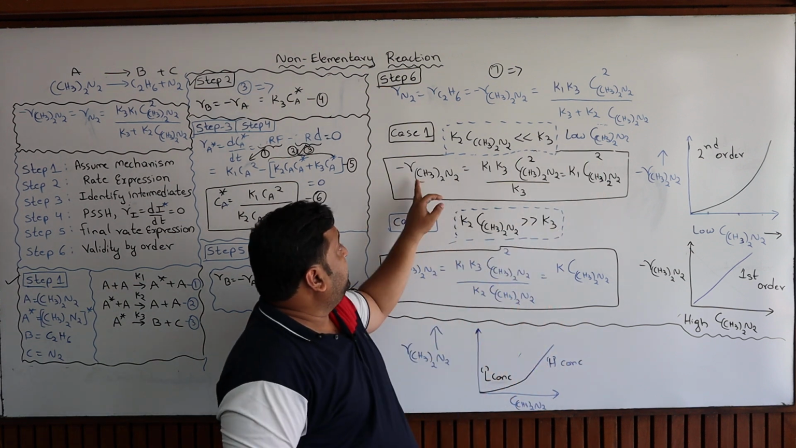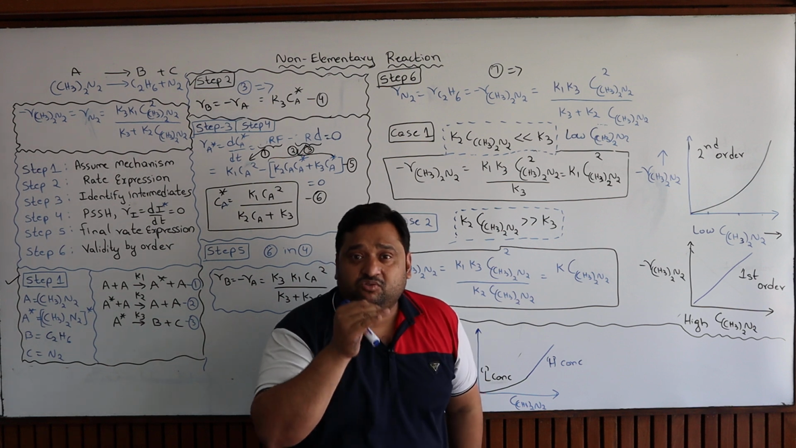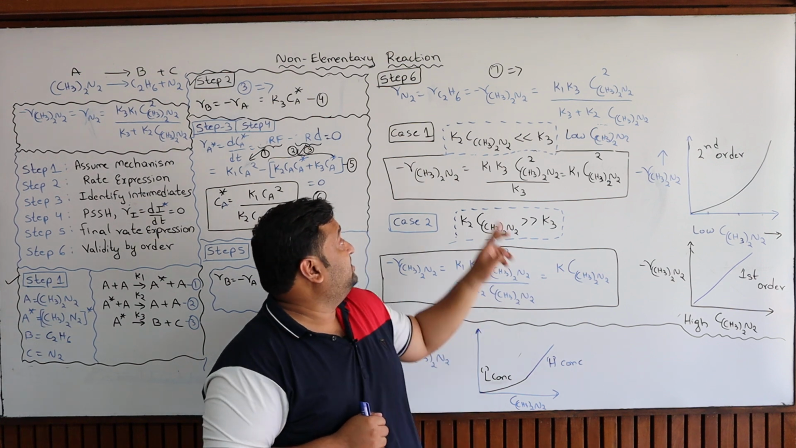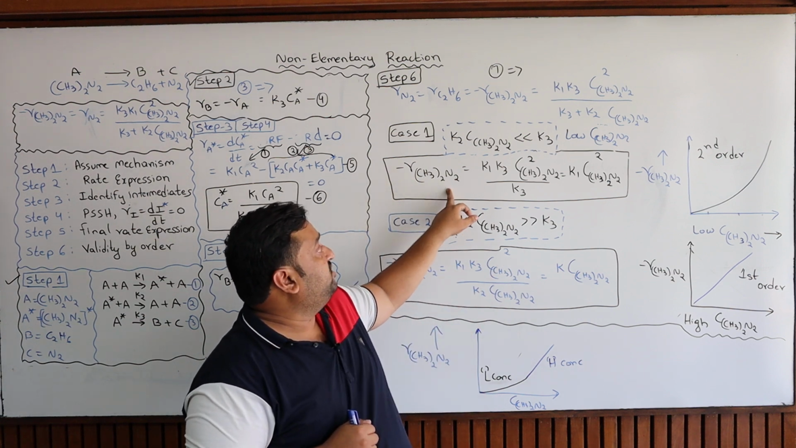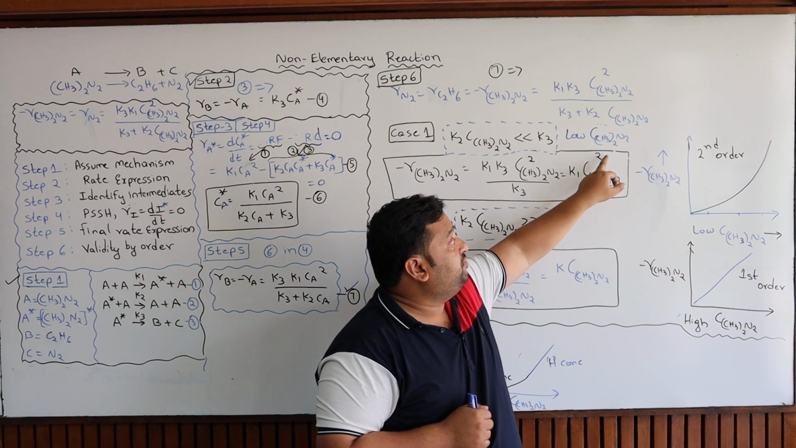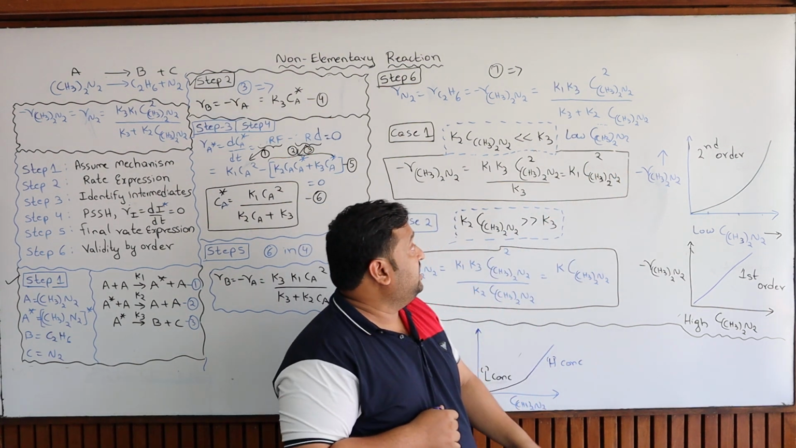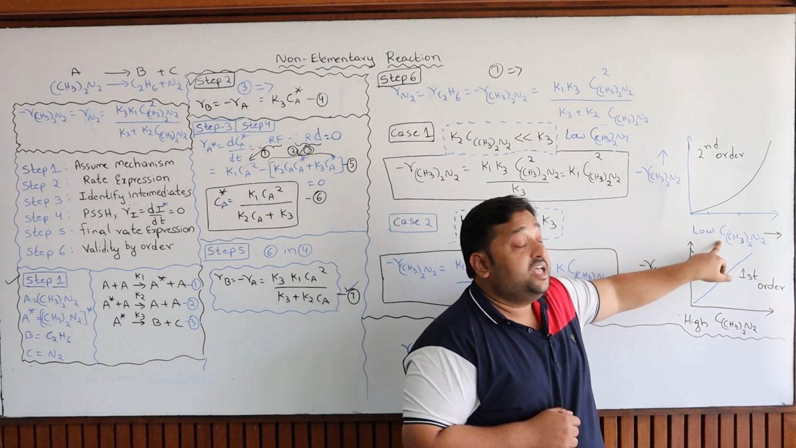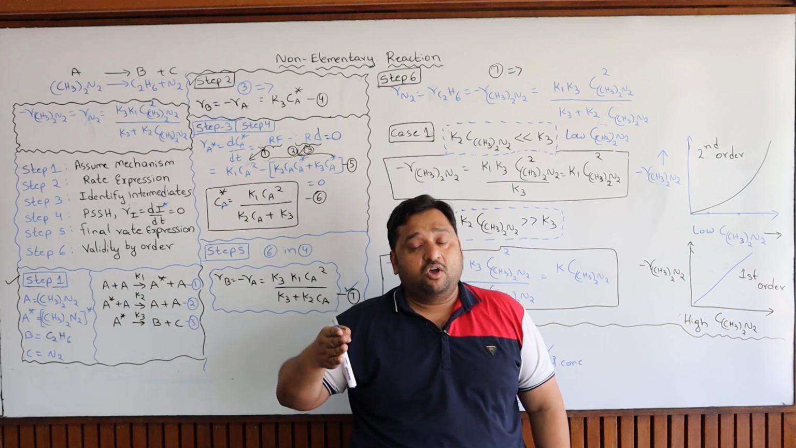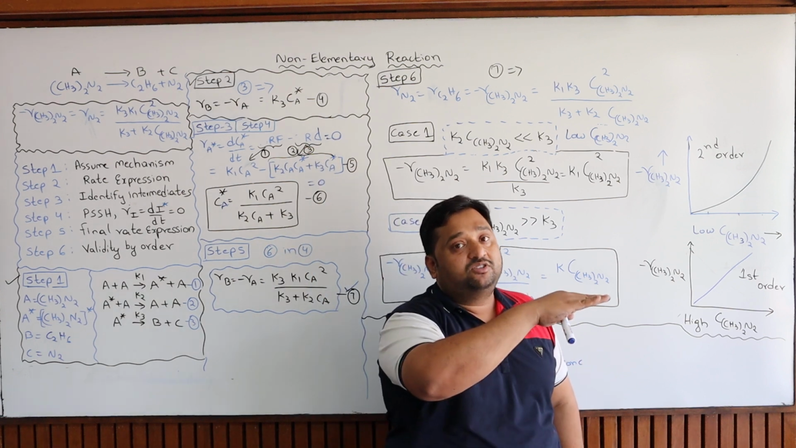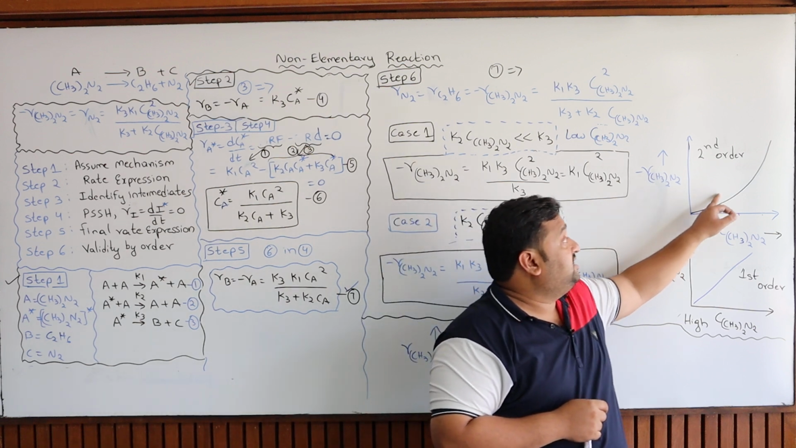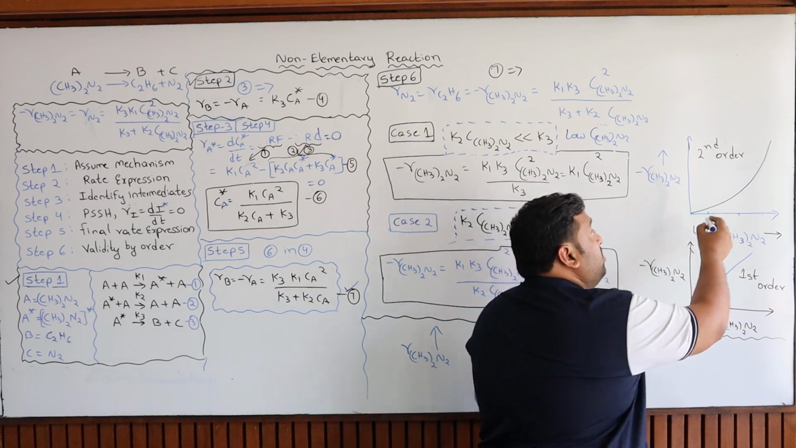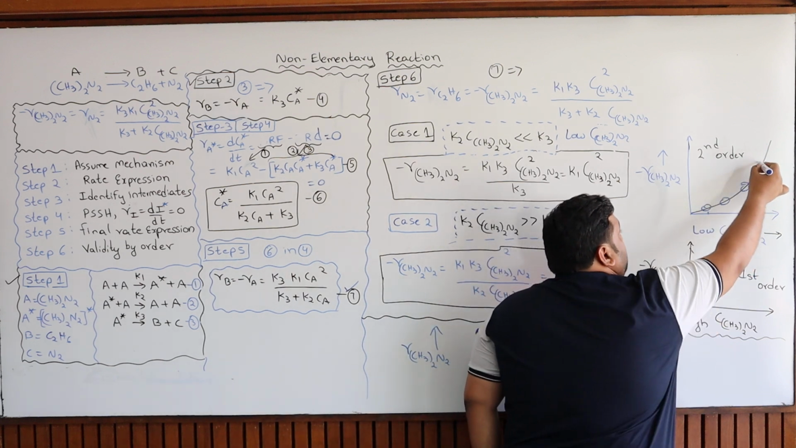square. Now you can see that at low concentrations of azomethane, the rate is second order with respect to azomethane. Minus rate of decomposition of azomethane is K1 into concentration of azomethane square, second order. That means if I conduct my reaction and plot rate on the y axis and concentration of azomethane on the x axis, it is a curve, a second order curve. In the experiments also, instead of a straight line you get this curve.